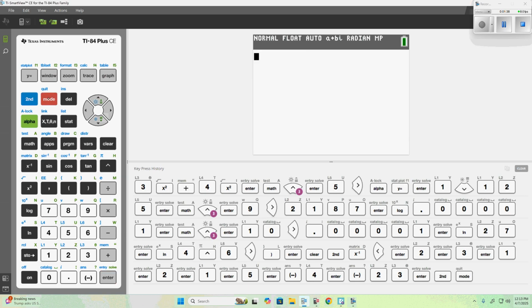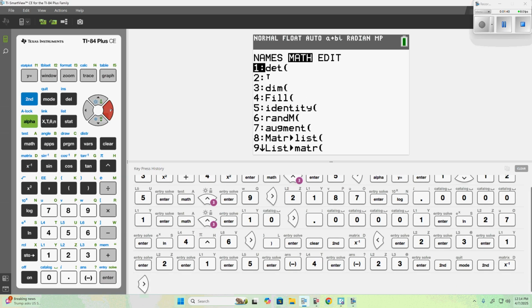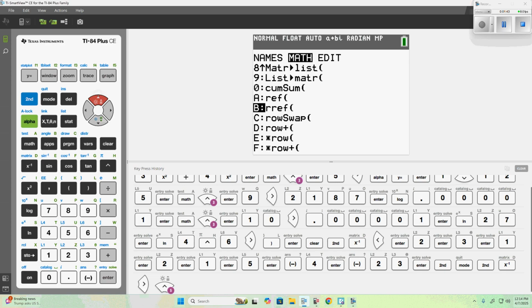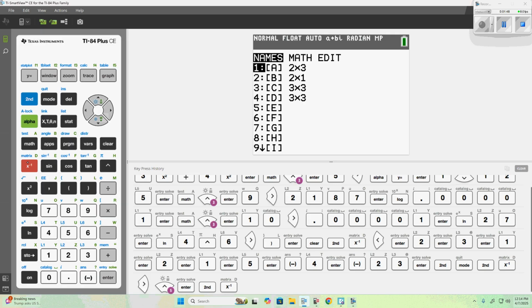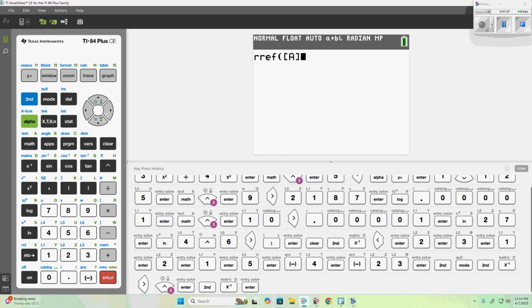Second, quit. Second matrix. We're going to go over one and find RREF. We want reduced row echelon form. Second, next to second mode. Go over one to math. And then the RREF. Hit enter. And then second matrix, we want A. Enter.